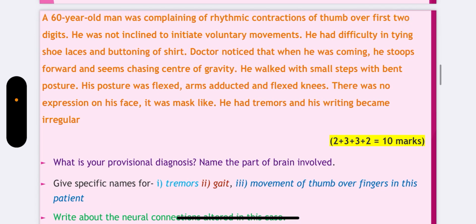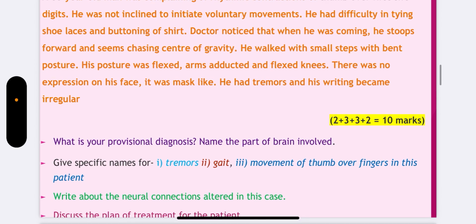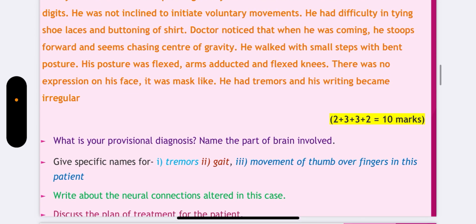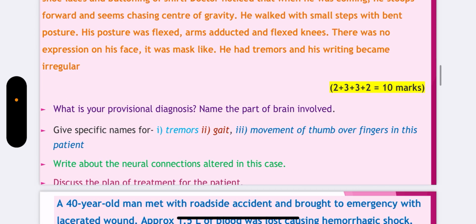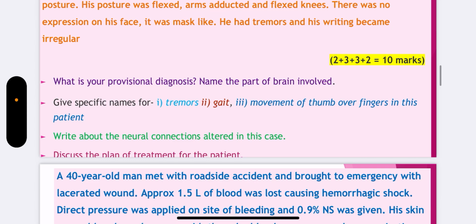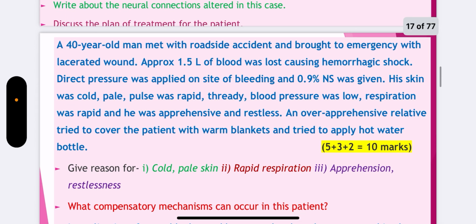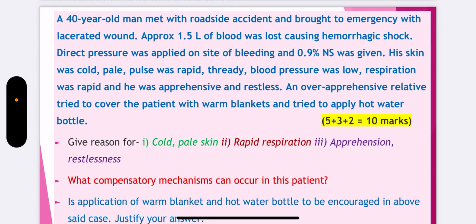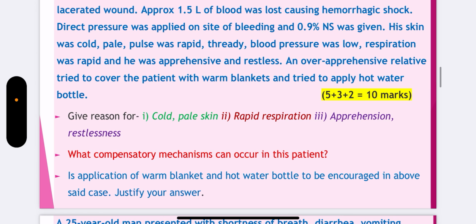A 60-year-old man complaining about this. It is a case of Parkinsonism. You can read it out. You can see the marks distribution and you can see the type of questions. Now this case, it is about shock. Again, you can see the marks distribution, read out the question and answer the questions.